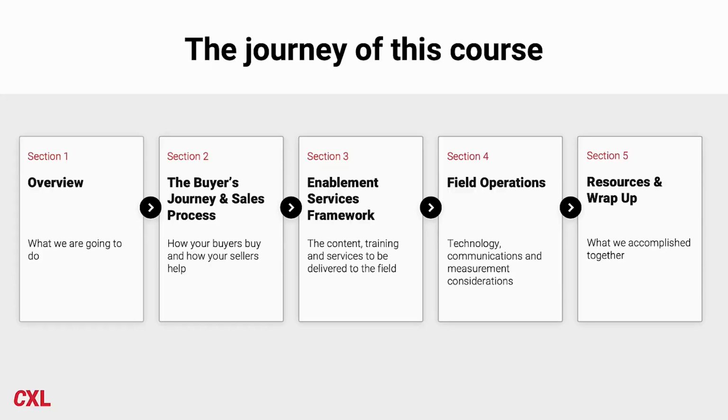We're going to go through this in 5 parts. So we're going to talk about an overview of what enablement is, what the components of it are. We're going to talk about the buyer's journey in the sales process and why we need to understand that in order to deliver effective enablement services. We're then going to get into the heart of this in the middle. We're going to talk about the types of content, training, and services that proper enablement will provide to the field.